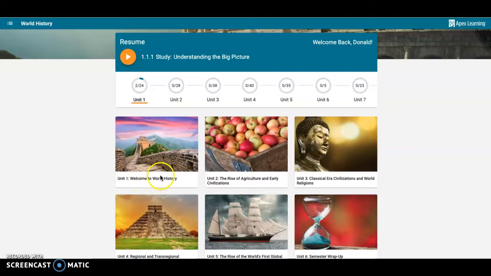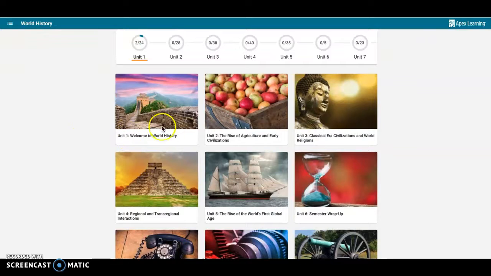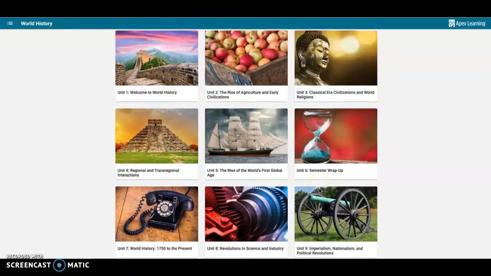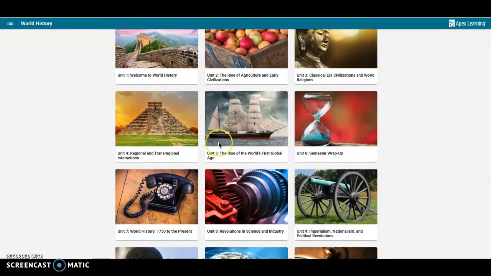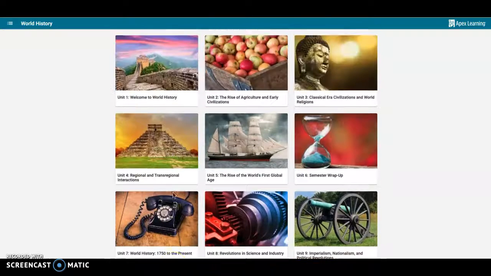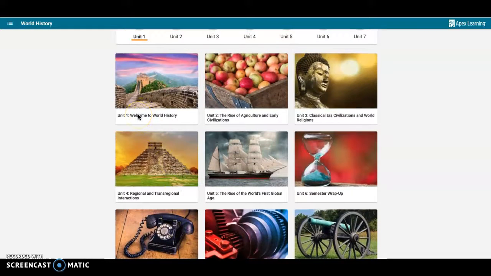So I'm just going to go ahead and look at the units. We start with Welcome to World History. It's going to go kind of slow because that's probably what you're most interested in, what's actually being covered in a year. It looks like there are 5 units within one semester, and then another 5 for second semester. I'm only really going to look at Unit 1 for the sake of time.